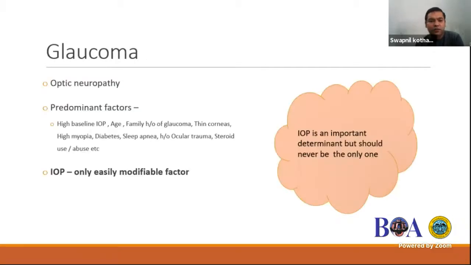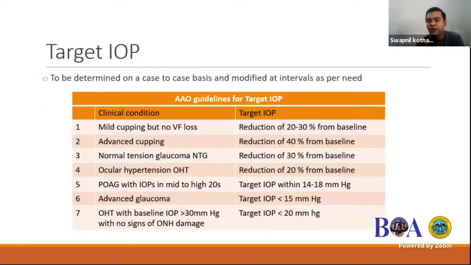Glaucoma, as we all know, is an optic neuropathy with high IOP being one of the predominant factors and actually the only easily modifiable factor that we have. I hope my screen is visible. Yes, it is.